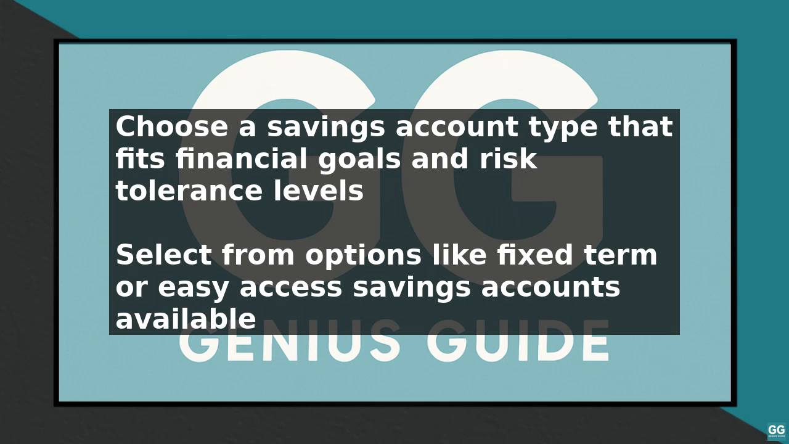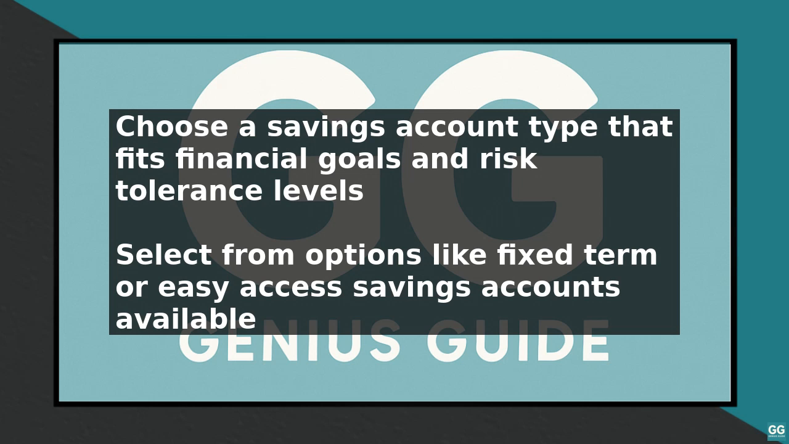Next, click on the Savings tab and select the type of savings account you want to schedule. Zopa offers several options, including a fixed-term savings account and an easy-access savings account. Choose the account that best fits your financial goals and risk tolerance.